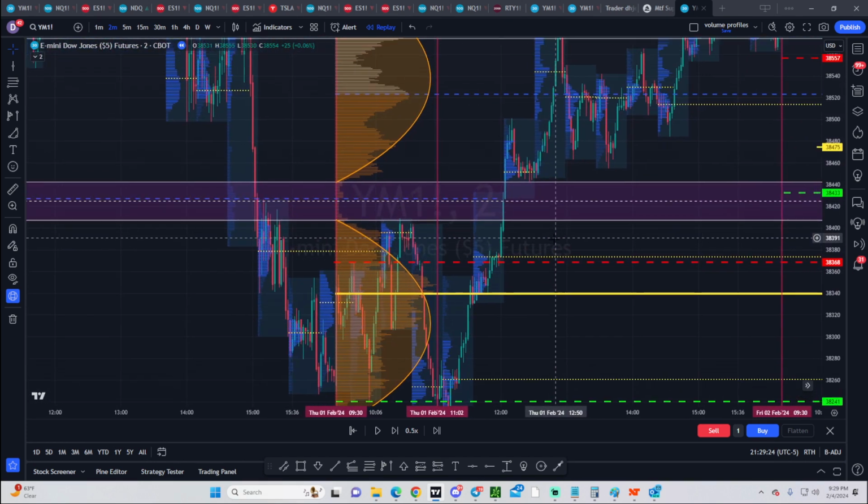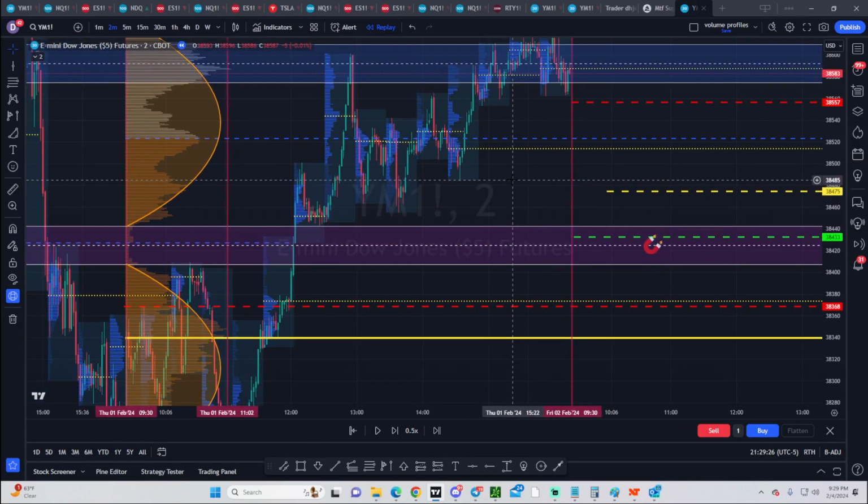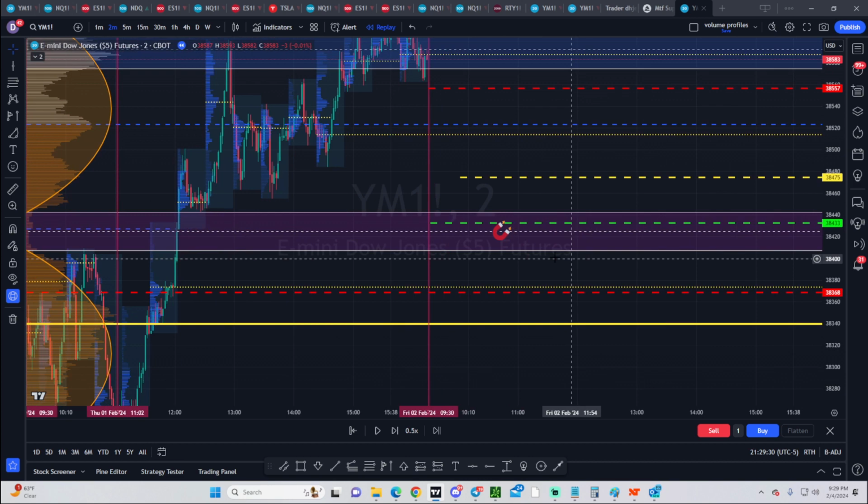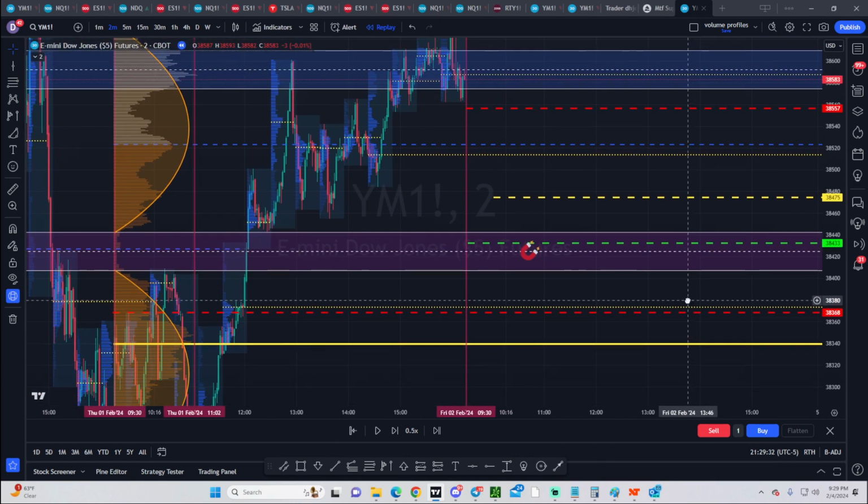But for the purpose of this particular exercise, let's see what happened here when price got close to the POC. I don't know if it touched it. But if I were trading this particular example, I would be looking at this area here for a long opportunity. So the trade will look like this.